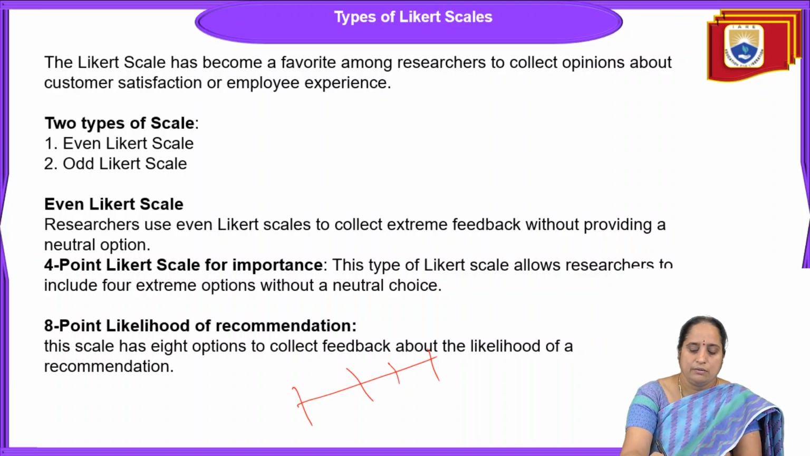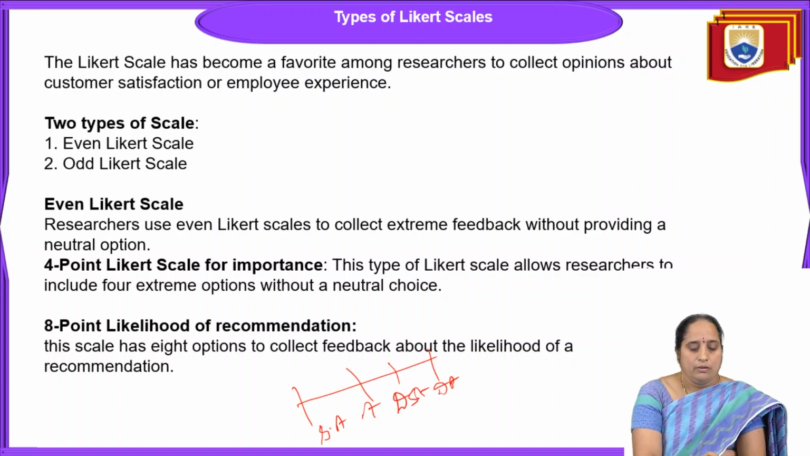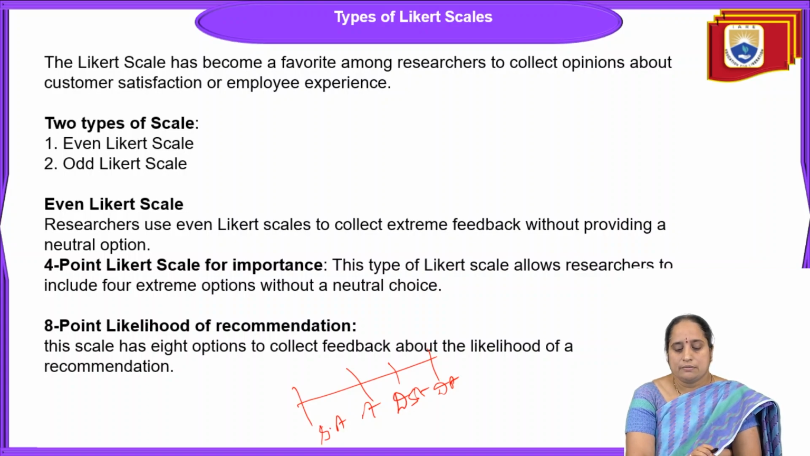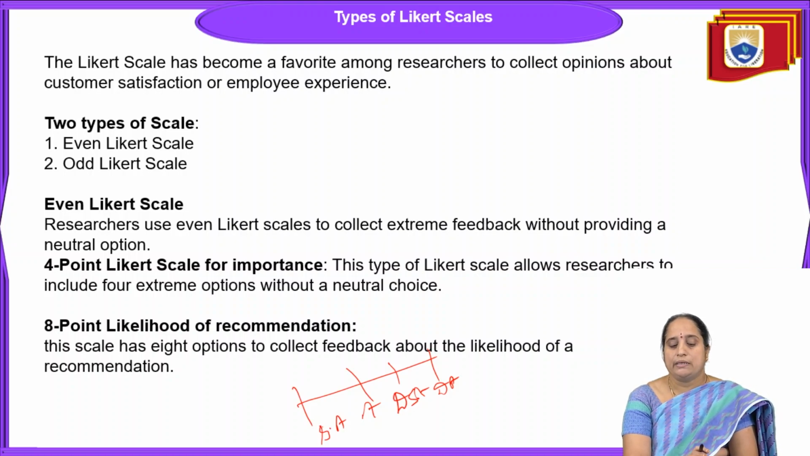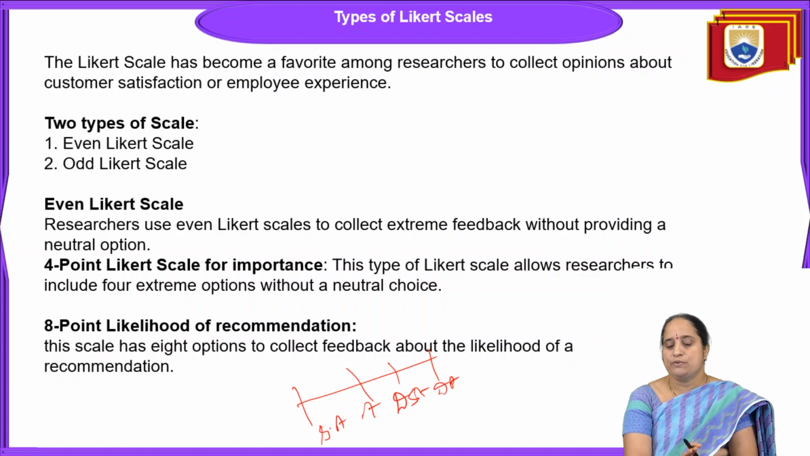So let us take strongly agree, agree, disagree, strongly disagree. There is no neutral option provided in the even Likert scale. Out of 4, the respondent has to select only 1. These even Likert scales are further classified into 4-point and 8-point Likert scales. Where exactly are you going to use the 4-point Likert scale? This allows the researcher to include 4 extreme options without a neutral choice, as we just discussed.